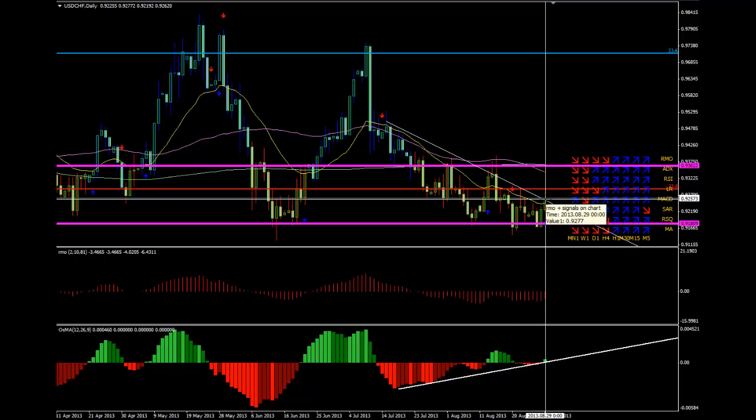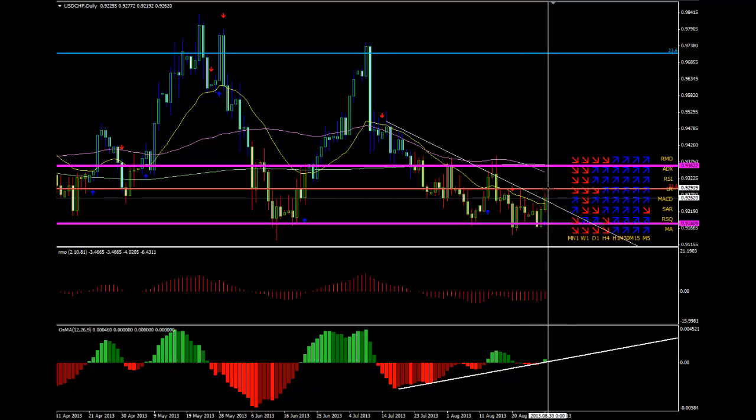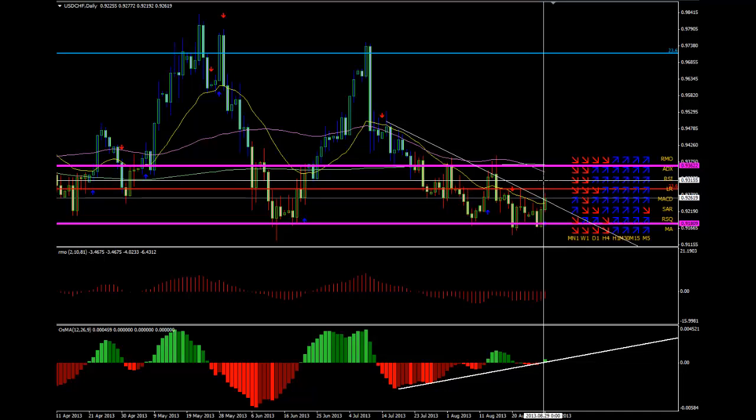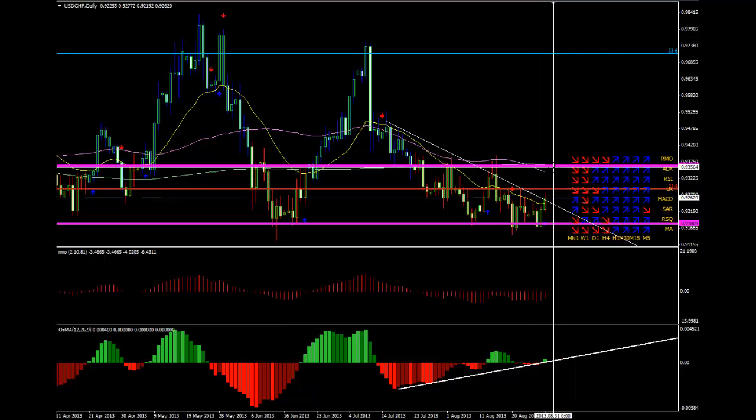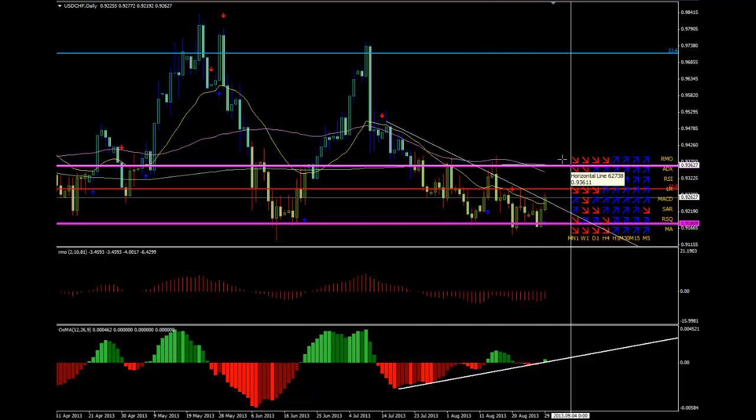So you could do one of two things: be quite aggressive and trade into that level, but you're taking a lot more risk on board, or wait for the confirmed break and close higher than that level and then trade confidently back up towards this level over here, the institution moving average, before we start looking at higher highs.